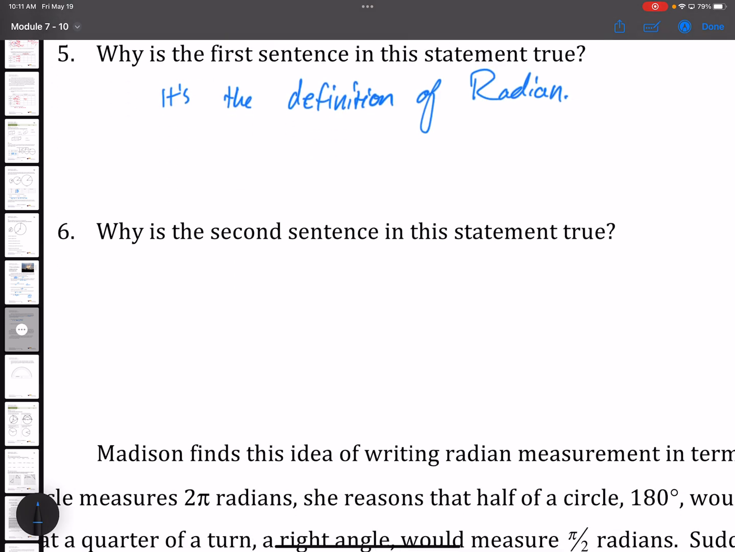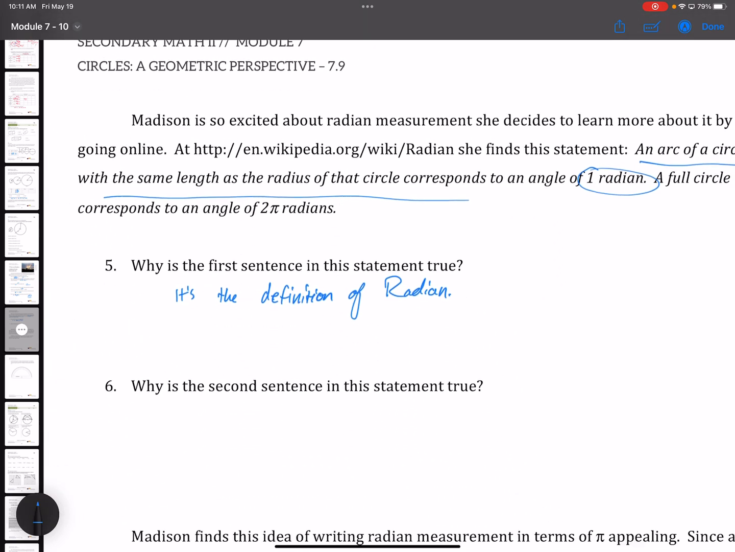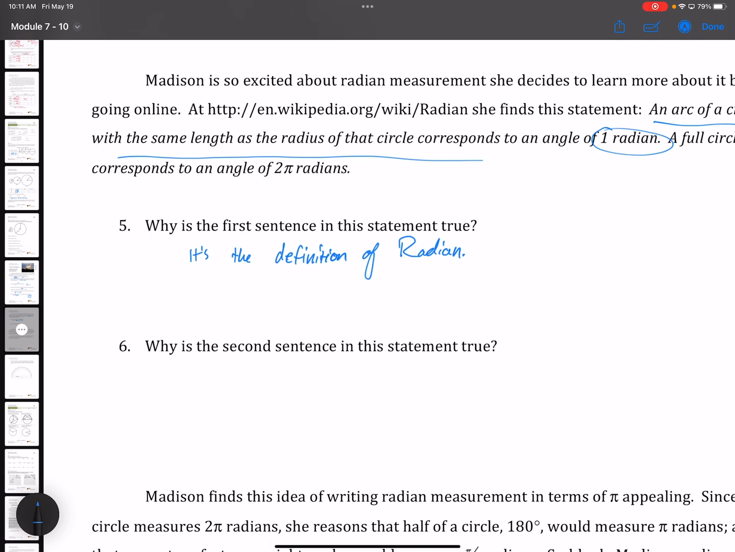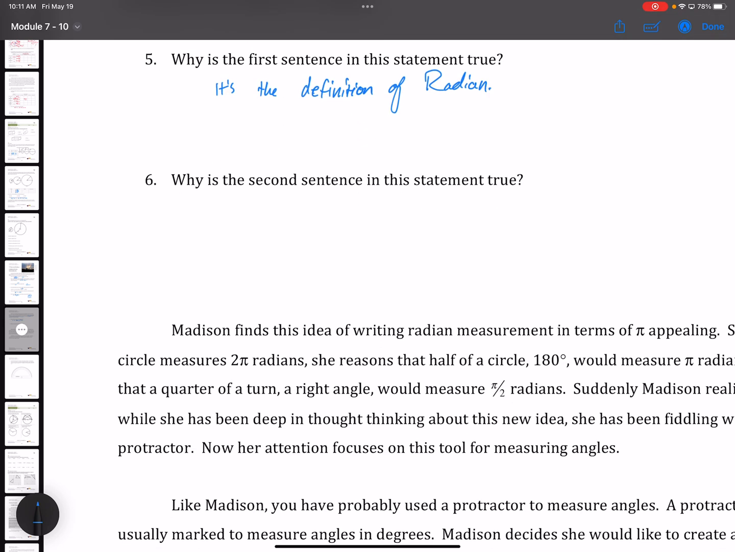Thank you, Hadassah. Okay, why is the second sentence in the statement true? That a full circle corresponds to an angle of 2 pi radians. Is it because the circumference of a circle is 2 pi r, and we've decided that a radian is the arc length divided by the radius? So when you divide the arc length by the radius, you get 2 pi.